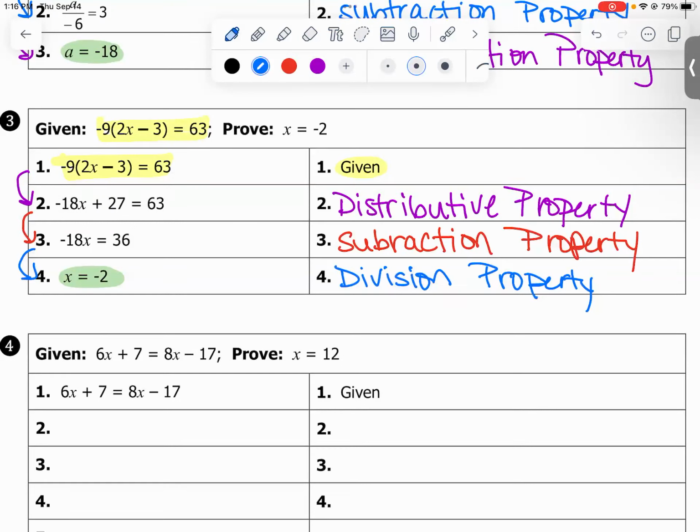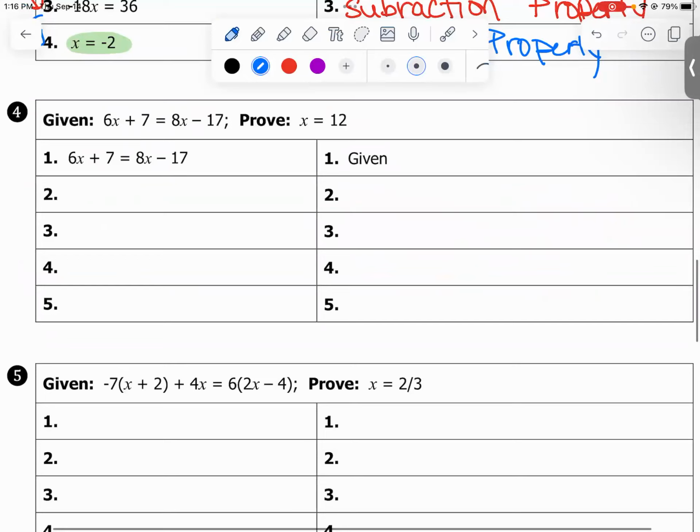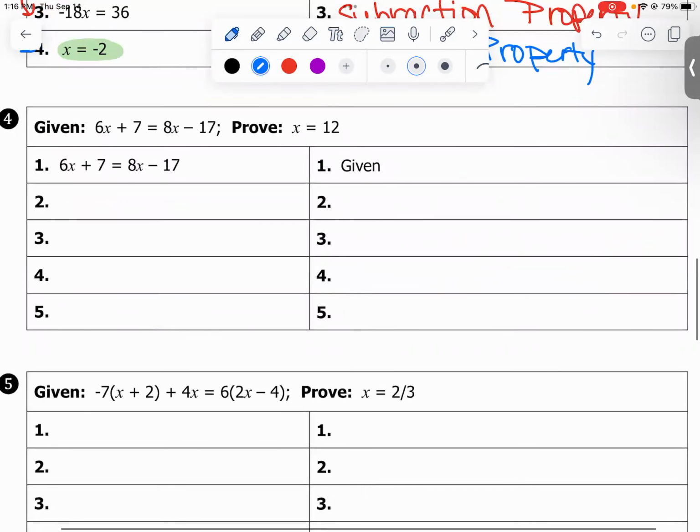Okay? You need to be able to complete both sides of the two-column proof. So number 4 is more like what I'm expecting you to do. Here's the given information. Prove it to me. Now, sometimes you might have more spaces than you need, so don't panic about that, okay?